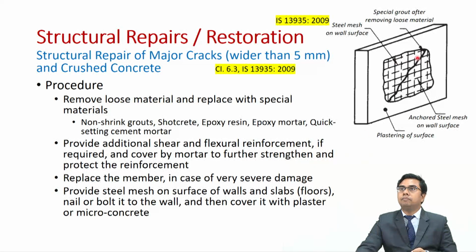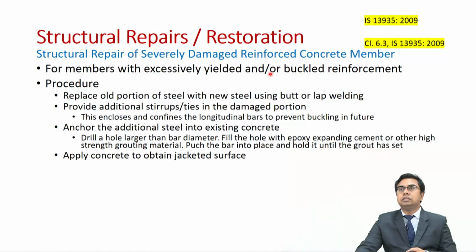So here it is shown, we have placed a steel mesh on the wall surface on either side. We can see only one side, the other side may not be visible in this. We have used a special grout after removing the loose material in these cracks, and then we have plastered the surface to contain the steel mesh on the wall surface as well. Now, in a masonry building, if there is an RC member which is severely damaged, then for such members we will replace the old portion of the steel with new steel using butt or lap welding.